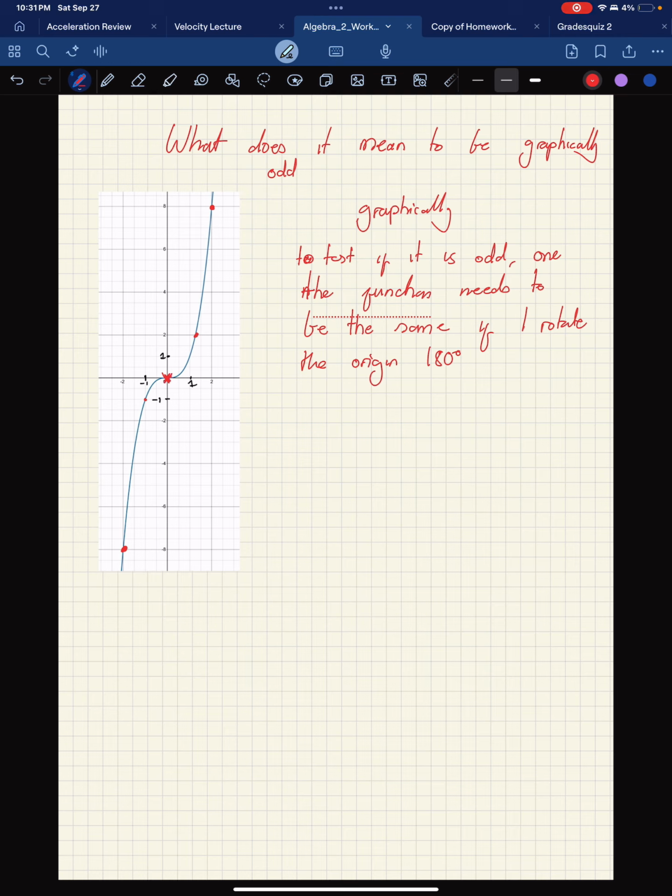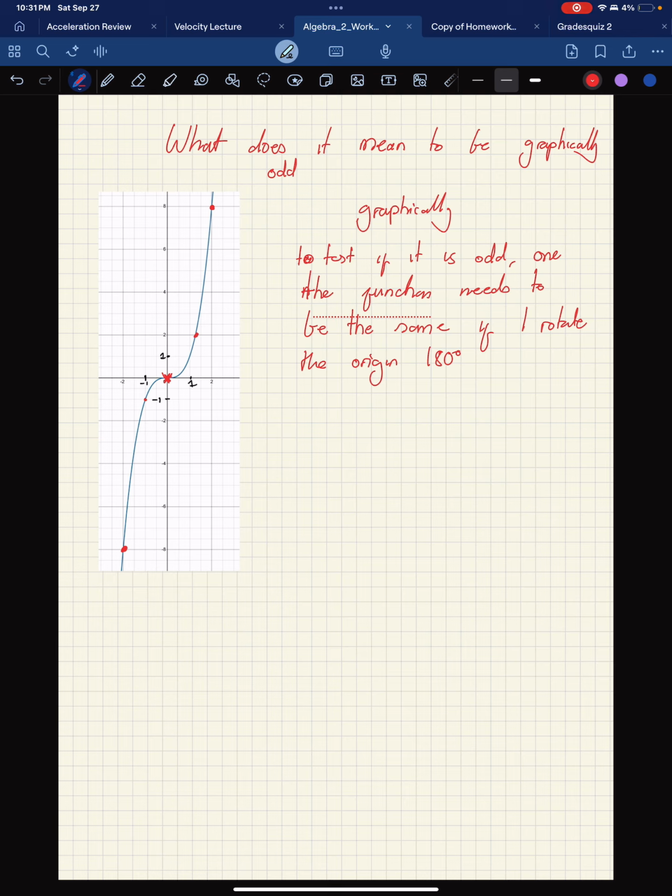That's the (0, 0). That's the origin. So now I'm telling you, to see if a function is odd graphically, we need to rotate the whole coordinate system by 180 degrees. And it should be the same function.